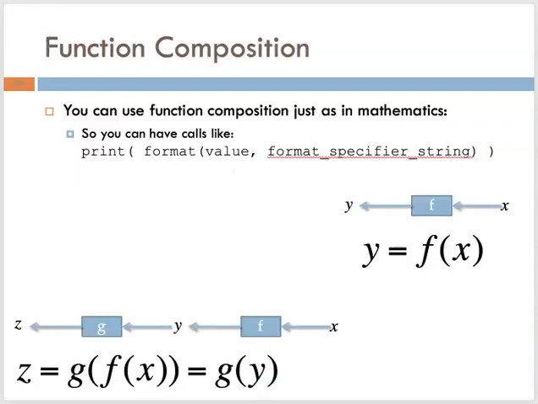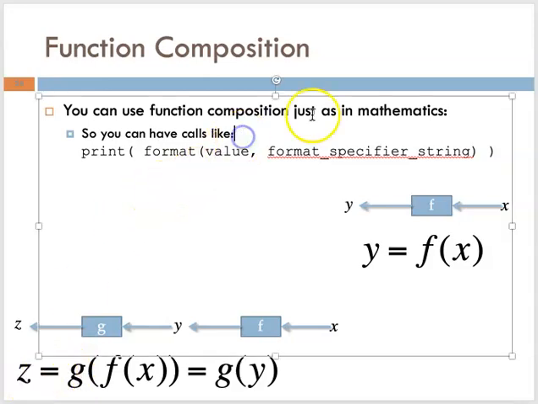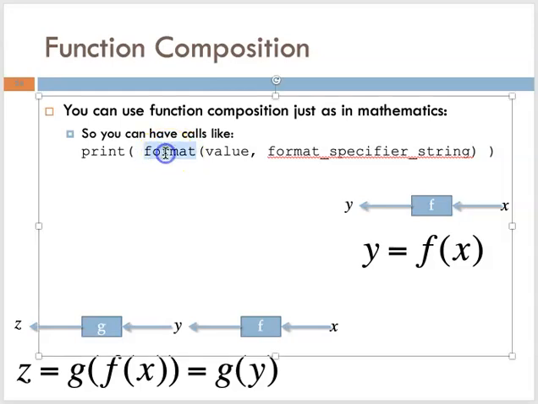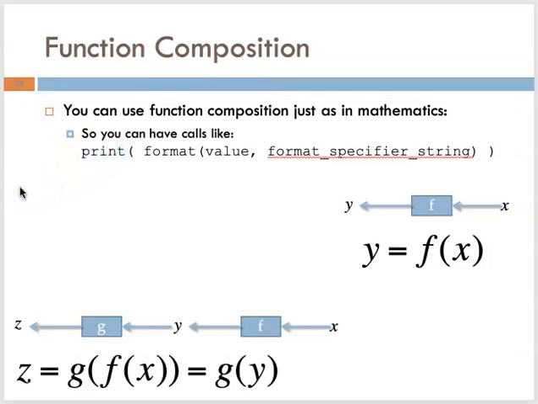And the final thing that we'll touch upon is that with functions, you can use function composition just as you would in math. So for example, in mathematics, if you had a function y equals f of x, then you wanted to send the output of f of x to another function g of x, you can use function composition directly and say g of f of x, which is the same as g of y, and whatever you get is the value z. Well, you can do the exact same thing with functions in Python. You can take the output of one function, for example, format, and send it as the input to another function, in this case, print. And you can do both function composition and function chaining, as we'll see.